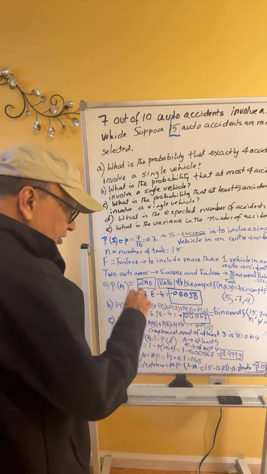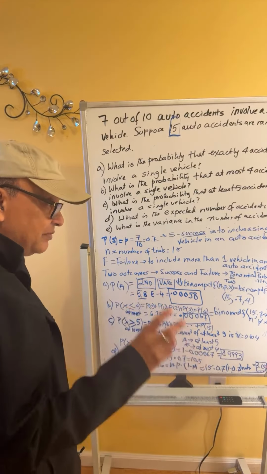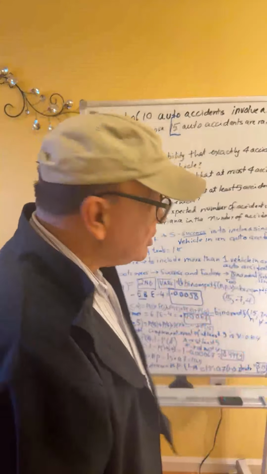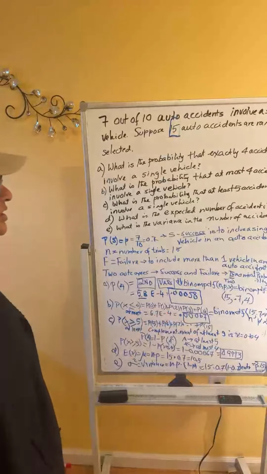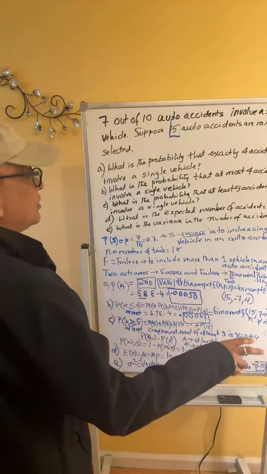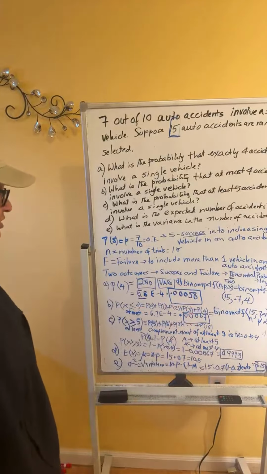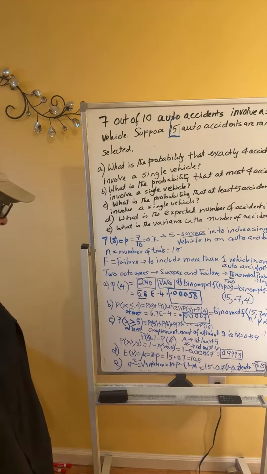Caution, a point to be cautious about. 6.7 cannot by itself be a probability value because it's greater than 1. So there has to be an E minus 4. Again, minus 4 means the first number 6 is at the 4th place after the decimal. Okay.